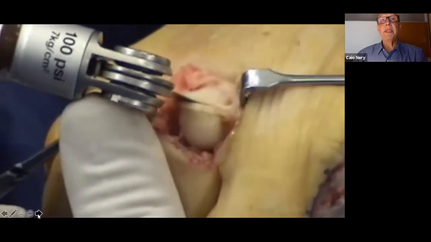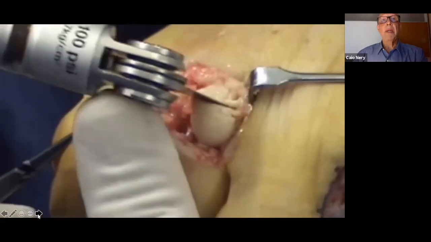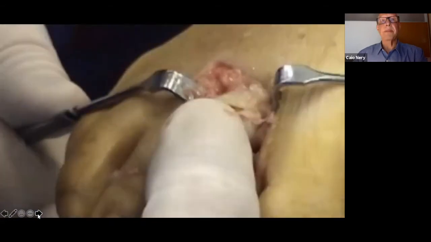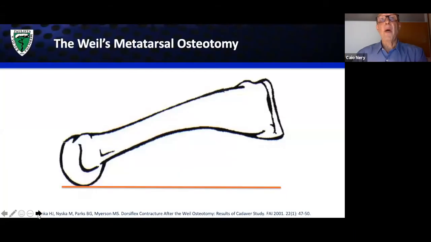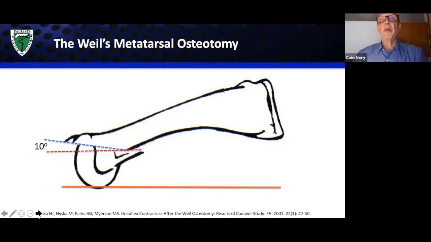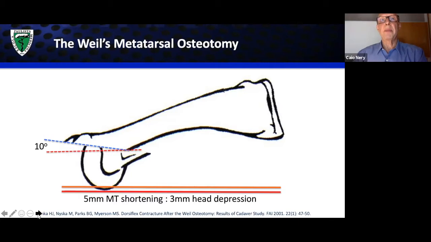It's important to stress some details of the Weil osteotomy in order to avoid post-operative complications. The ideal plane for the Weil osteotomy cut is parallel to the ground, but this is almost impossible to achieve. For anatomic and technical reasons, the smallest angle possible to perform a Weil osteotomy was found to be 10 degrees relative to the ground. With this undulation, the metatarsal head will be depressed while being proximally shifted in a proportion of 3 millimeters of depression for each 5 millimeters of shortening.